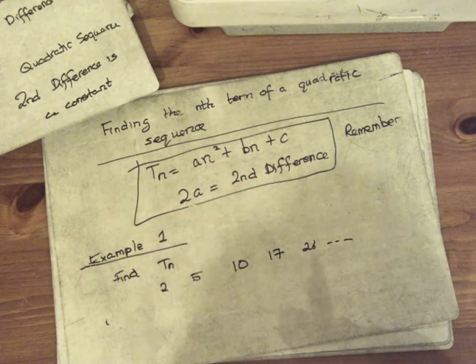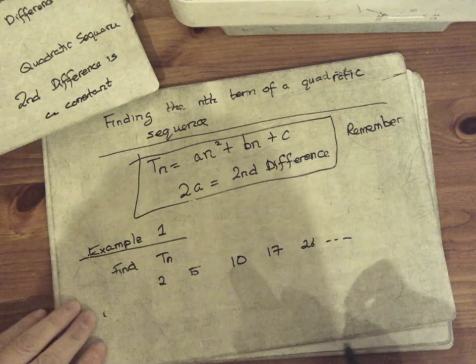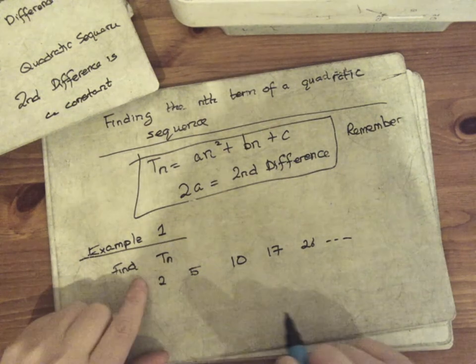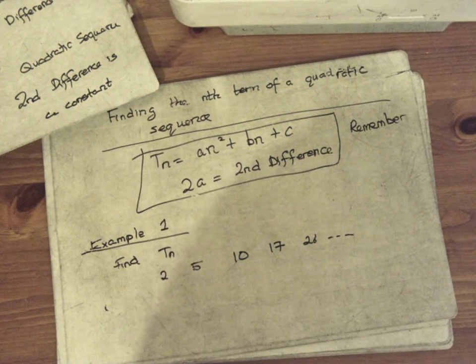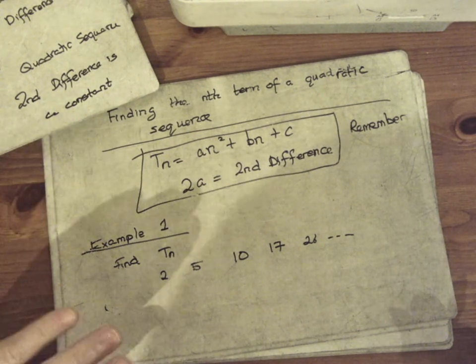I'm going to do a couple of examples to try and explain this. Here's my sequence and it says find Tn. If it's a linear sequence, I'm just going to my log tables and filling out a formula.